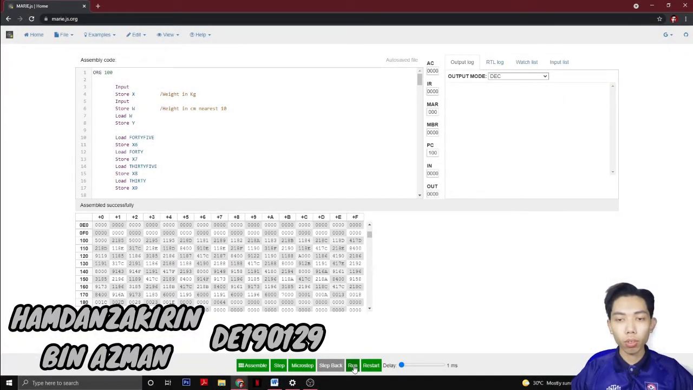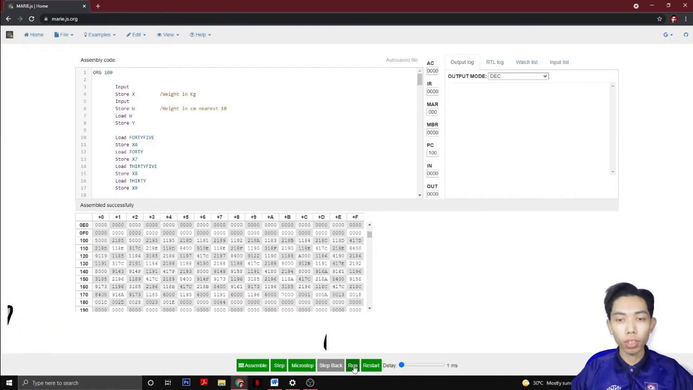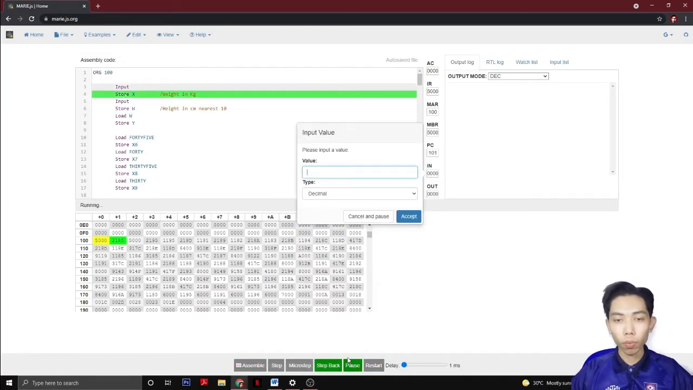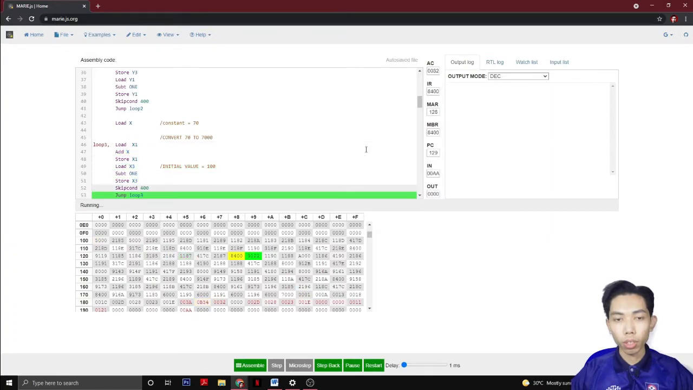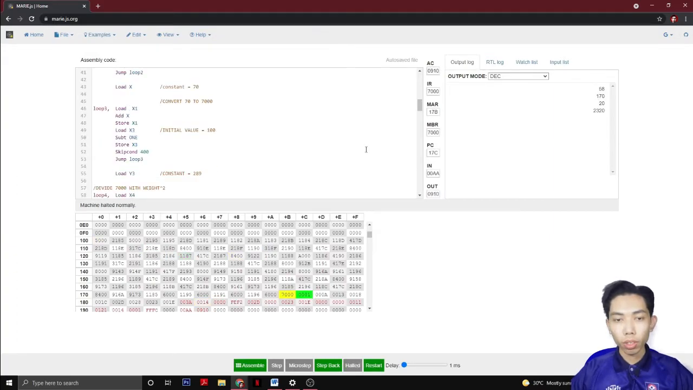Today I will test the coding to get the value of calorie need for a person daily by using Mary Simulator Online. So I will run the program and put the value of weight and height. After that, I run the program and wait for the result. So this is the output of the system, where 58 is weight, 170 is height in cm, 20 is BMI value, and 2320 joule is calorie needed for a person daily.